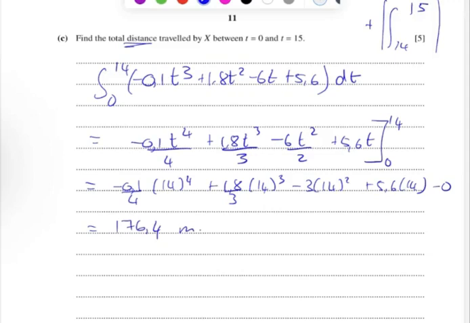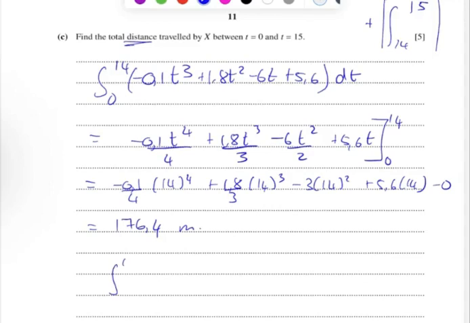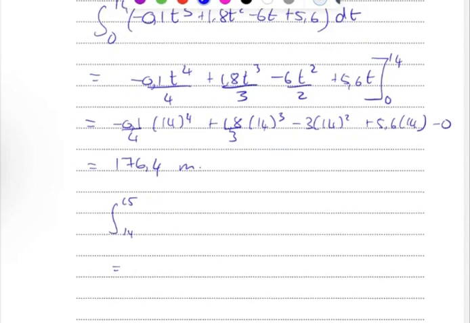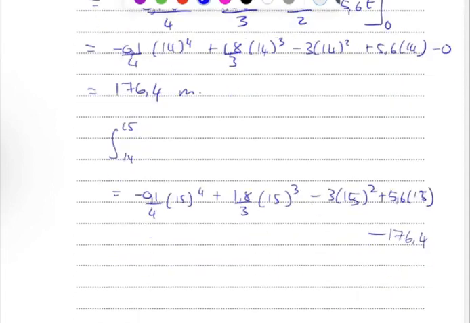And if I'm doing the last second, I'm just going between 15 and 14. And I'm not going to do the whole thing. I'm just going to plug in my values. Minus 0.1 over 4 times 15 to the power 4, 3, 15 squared plus 5.6 times 15. All of that minus 176.4, because I'm going to plug in 14 again. I already have that answer. So that's quite a cool trick. Divided by 4.